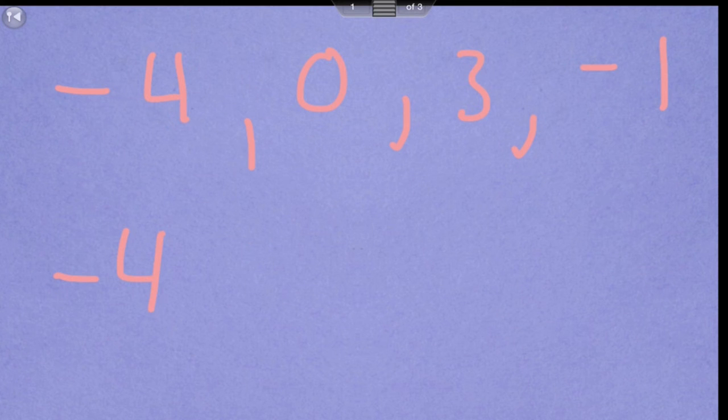You'll also need to know how to place numbers in order. So if I gave you some different numbers like this, you'll need to know how to put them in order from least to greatest or greatest to least. So if I did this from least to greatest, the smallest number is negative 4. The next is negative 1, then 0, and then 3 would be the biggest number. So then you can see how I made the inequalities. So it's negative 4 is less than negative 1, negative 1 is less than 0, 0 is less than 3. So you need to know how to do that.